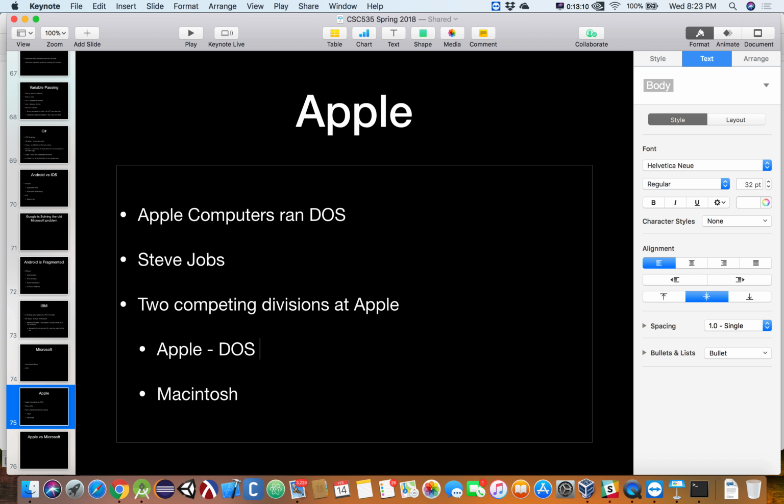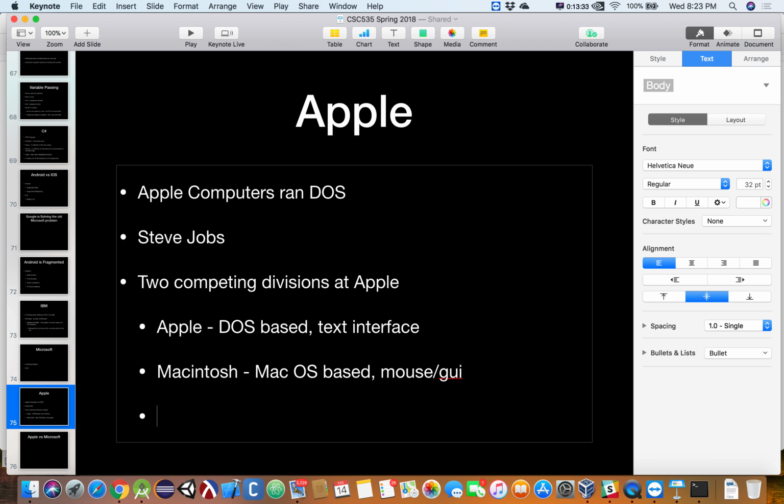Apple was DOS-based, text interface, so old school. Macintosh was new OS based, so Mac OS based, mouse and GUI. All right. How many of you have heard of a company called Xerox? All right, what does Xerox do? Printers, copy machines, those types of things.